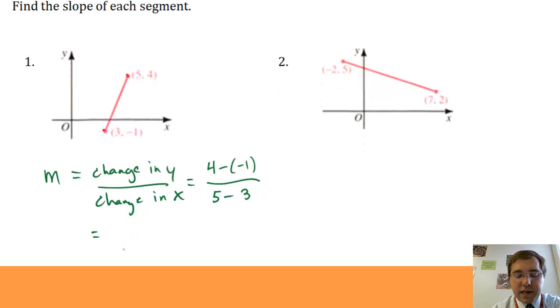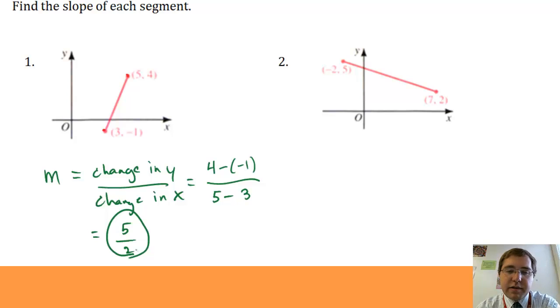Simplifying that, 4 minus negative 1 is 4 plus 1, which is 5. 5 minus 3 is 2. So the slope is 5 over 2. I always need to simplify my answers, but that one is already simplified. Leave your answers as simplified fractions, not mixed numbers.